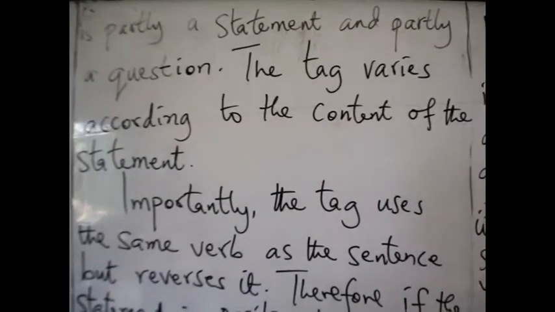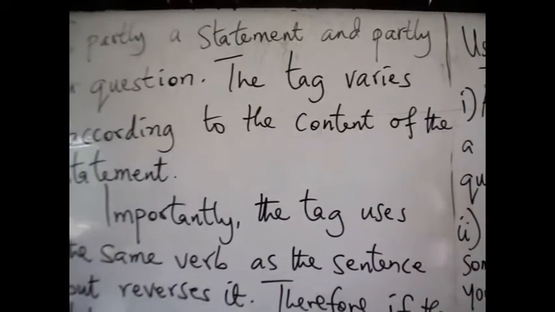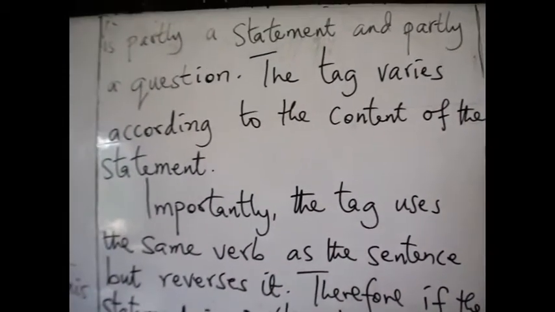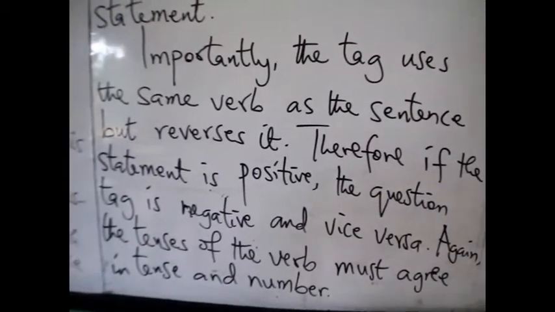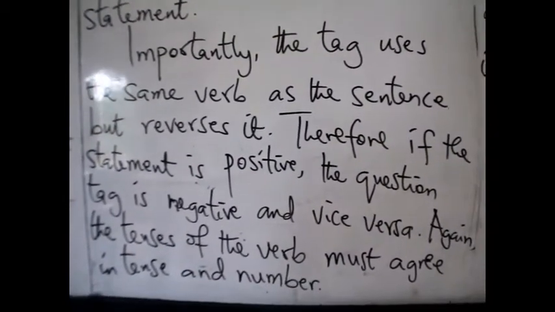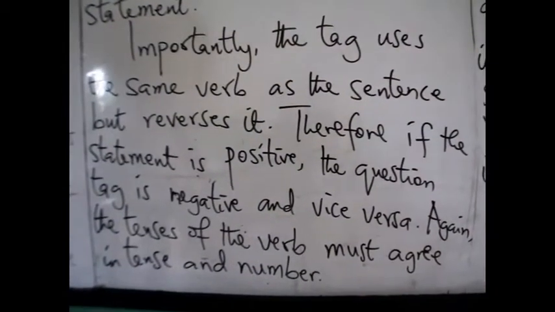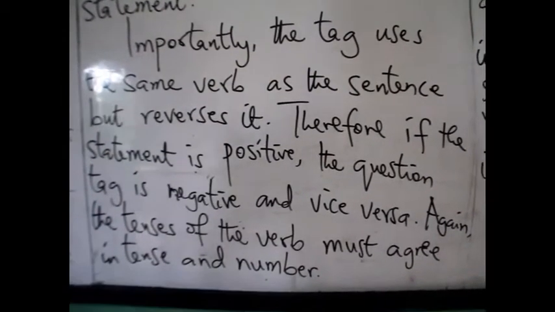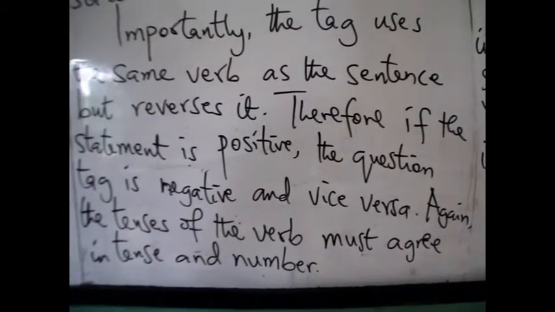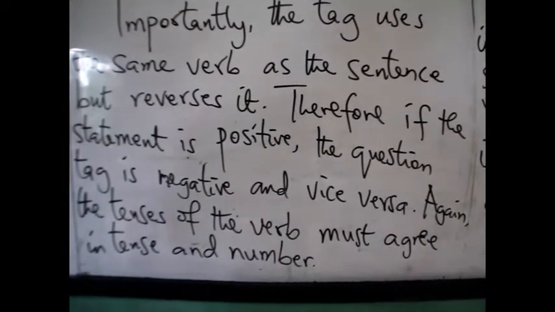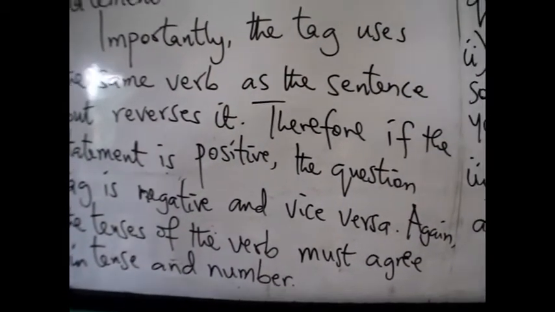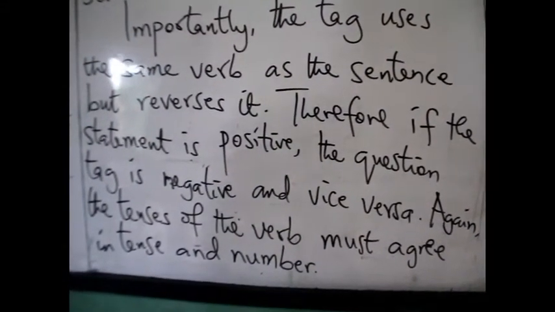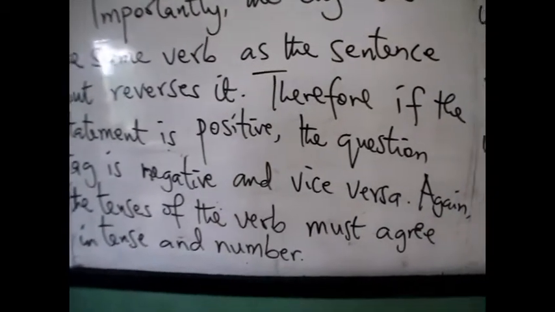Furthermore, we say the tag uses the same verb as the sentence but reverses it. How does it reverse it? It asks a question. We say, therefore, if the statement is positive, the question tag is negative. And if the statement is negative, the question tag will be what? Positive. Now, I didn't want to bug you so much, that's why I put vice versa. Again, the verb tenses must agree in tense and number.